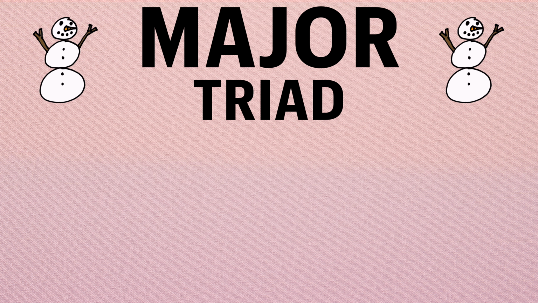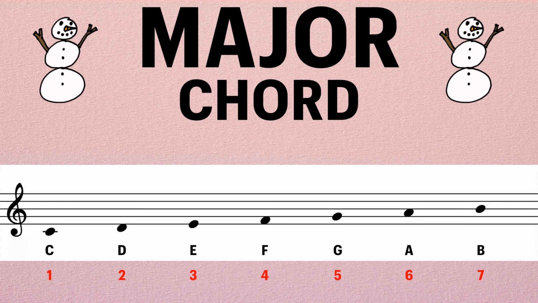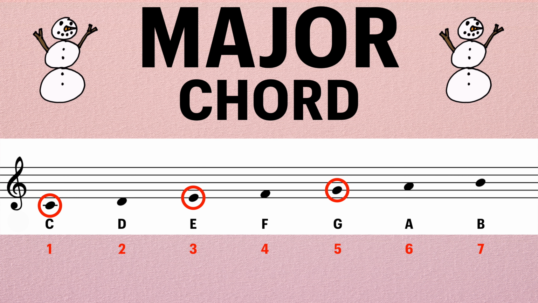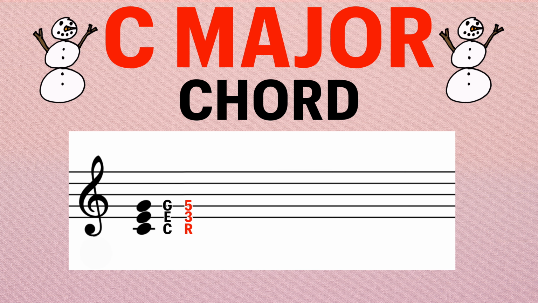The major triad, which is often plainly referred to as the major chord, is built from the first, third, and fifth degrees of the major scale as they are. This is the most basic kind of triad. The other types will feature some alterations to these scale degrees. C, E, G makes up the C major chord.